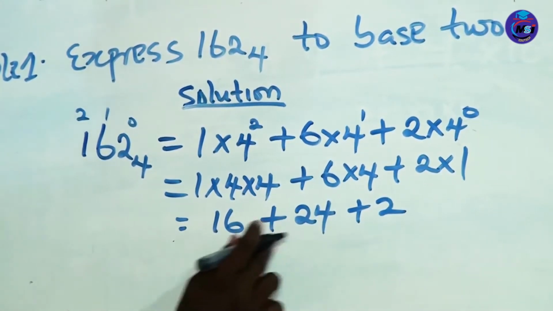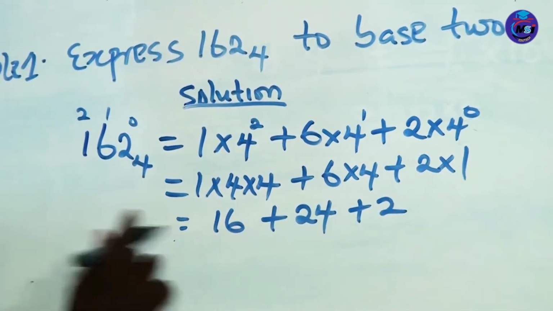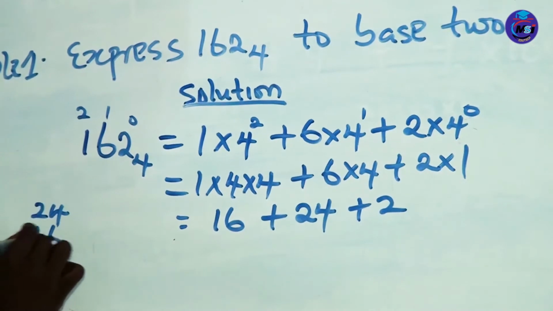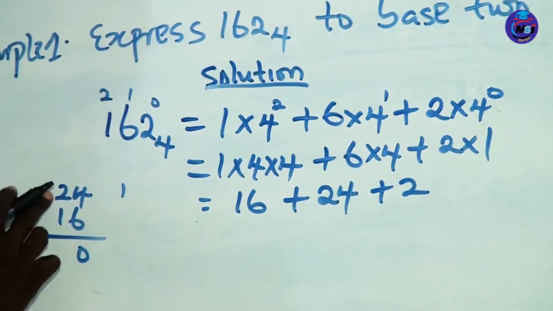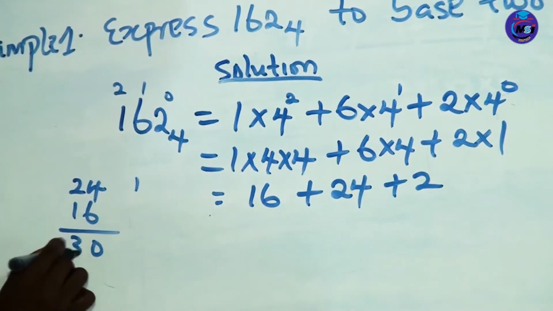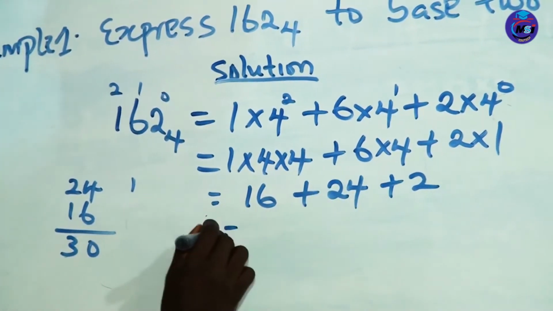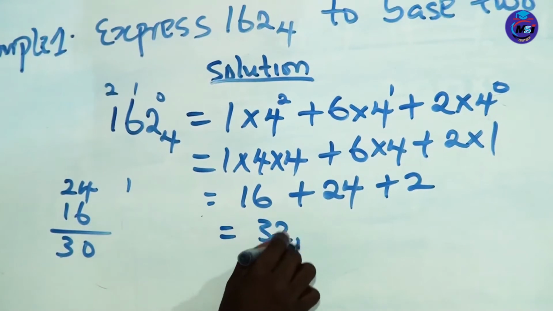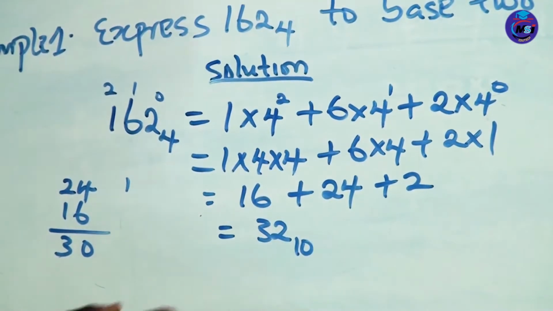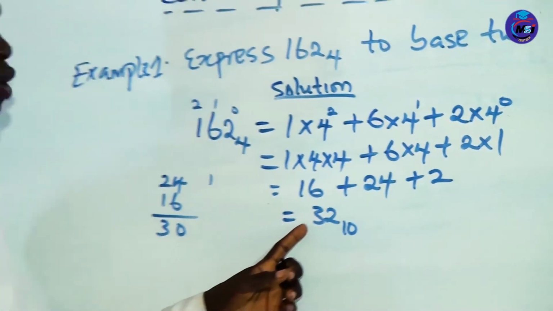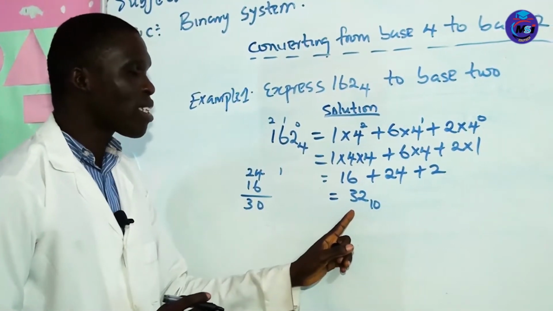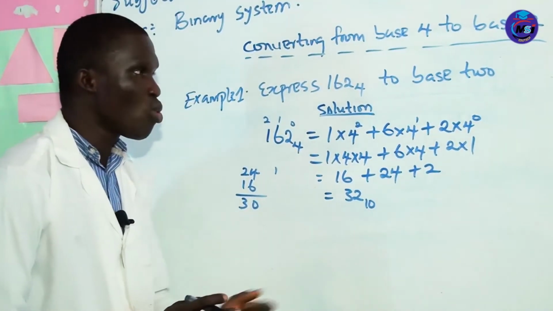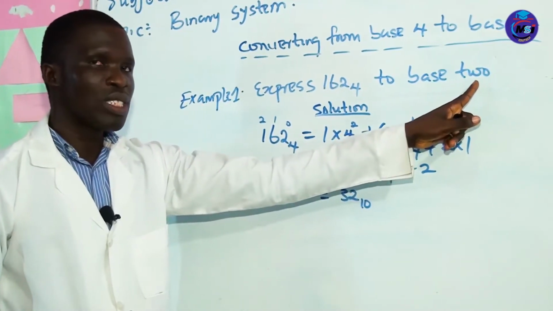Okay, so what are we going to do here? We add this together. 24, 16. 4 plus 6 will give us 10. Is 0 carry 1. 2 plus 1 will give us 3. 3 plus this will give us 32 base 10. Okay, now this is not where we are going to stop, because we are converting to base 2, which is binary. We have to convert 32 base 10 to base 2, which is binary.